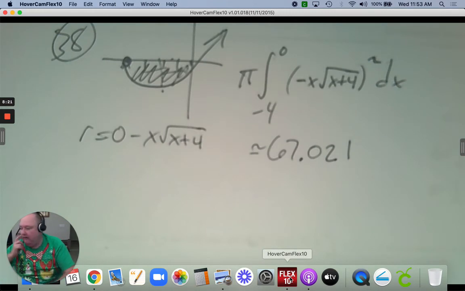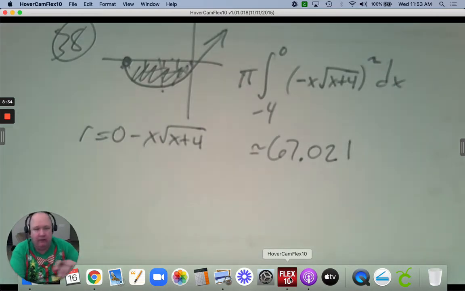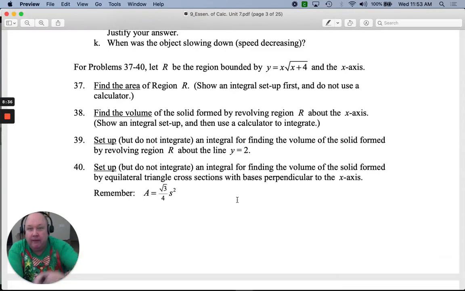All right, two left, 39 and 40. I'm just looking at the answer key to make sure I'm A-OK. Yep. All right, number 39 and 40, they're just setups. So for number 39, set up an integral for finding the volume of the solid formed by region R by the line y equals 2.